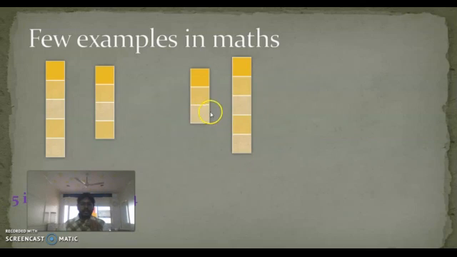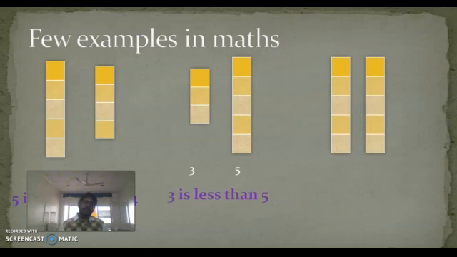Next, taking another group, count in the same manner: 1, 2, 3. And here 1, 2, 3, 4, 5, 5 boxes. Now, how to write this? 3 is less than 5, because there are 3 boxes here and in this object 5 boxes. So 3 is less than 5.